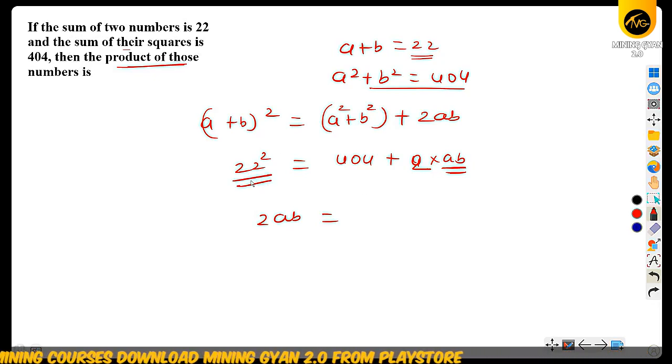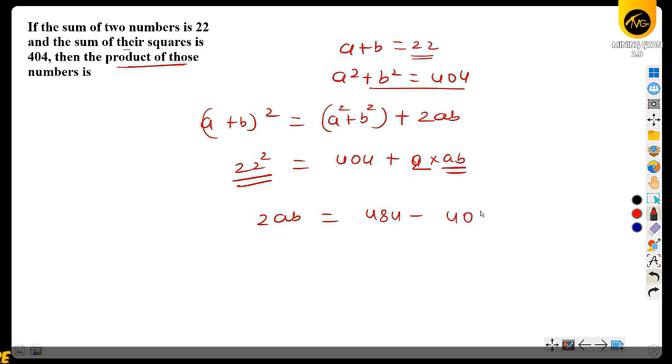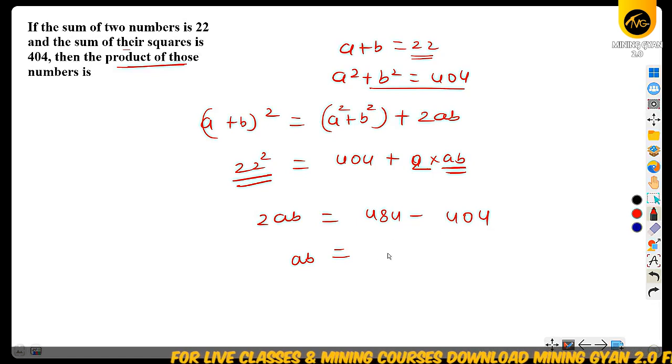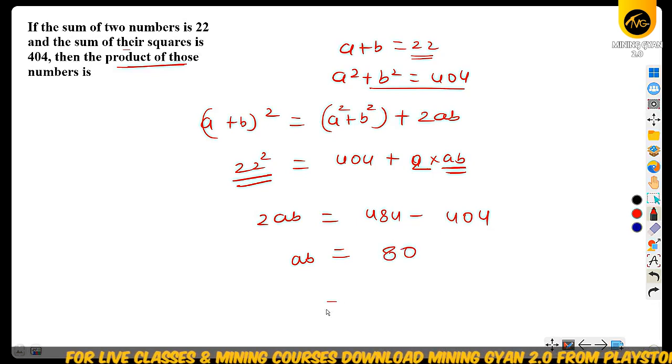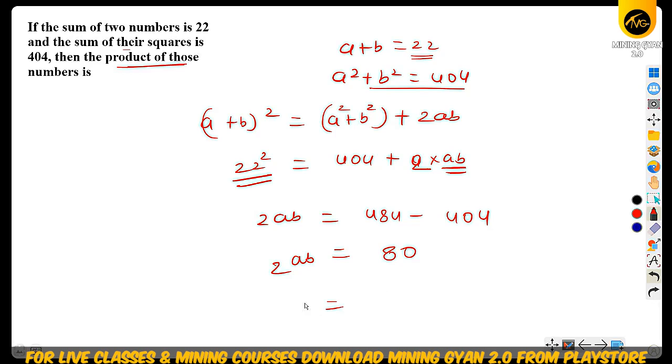22 square minus 404. What will be the square of 22? It will be 484. 484 minus 404. Now 2AB is equal to 80, sorry, and AB is equal to 40. So the answer will be 40.